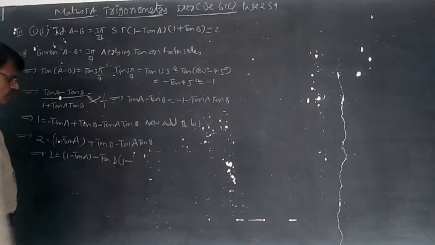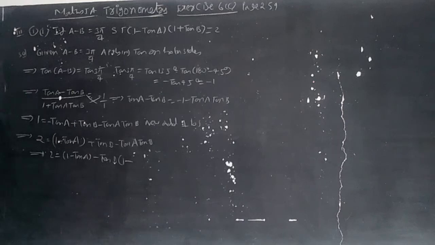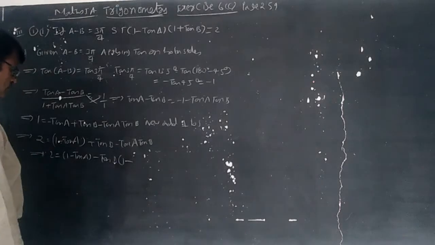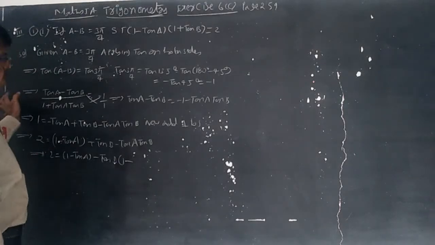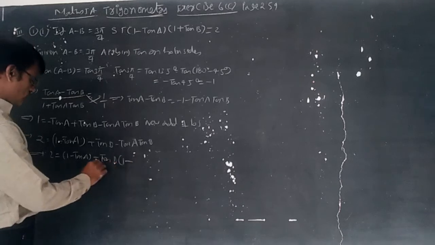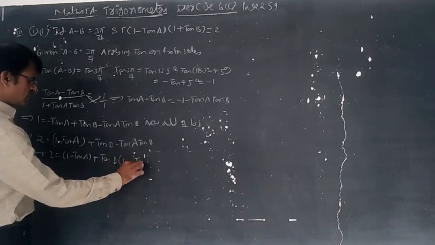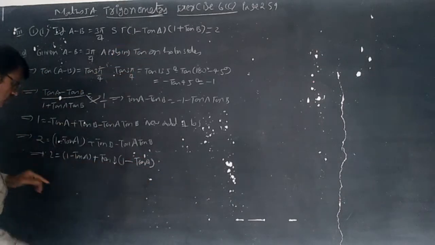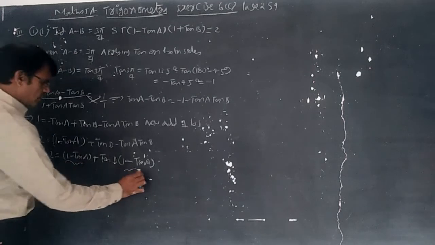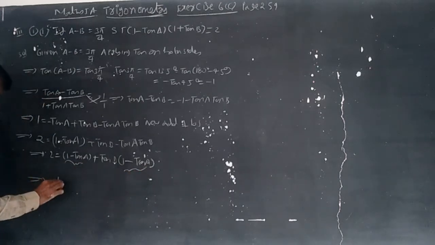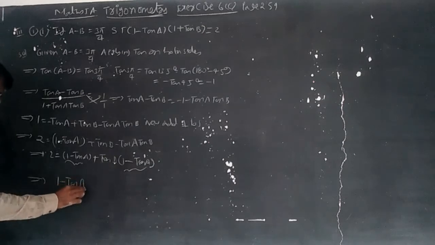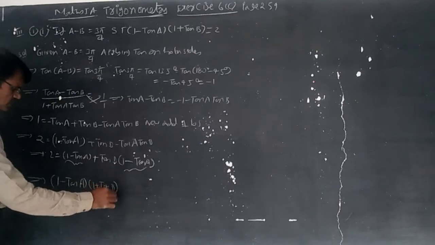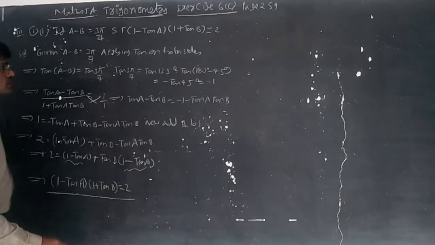Within the brackets it becomes minus 1 minus tan. Whenever tan b is taken common, we can put here plus tan b taken common, we can write here 1 minus tan a. Then we can take 1 minus tan a common. According to the question, we can write here 1 minus tan a into 1 plus tan b is equal to 2. This is RHS.